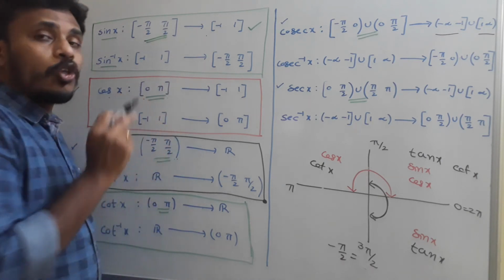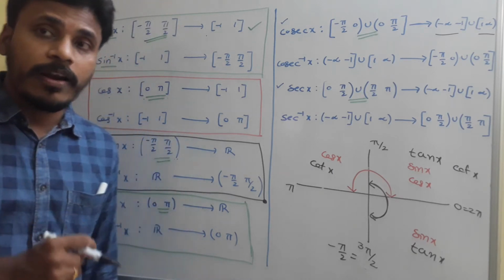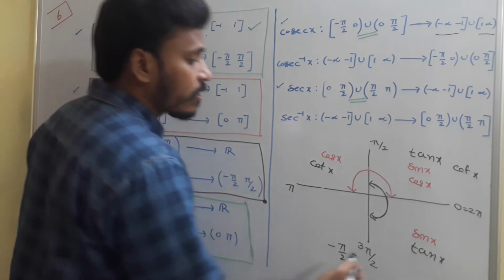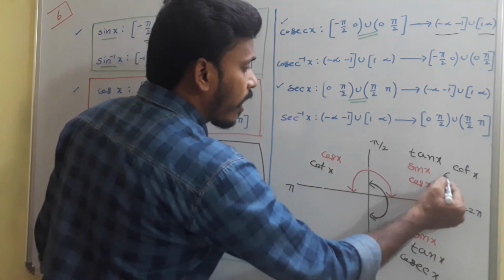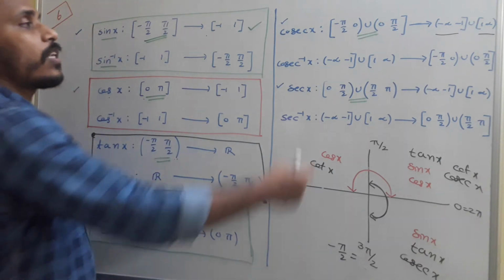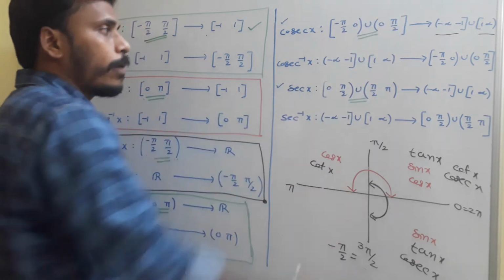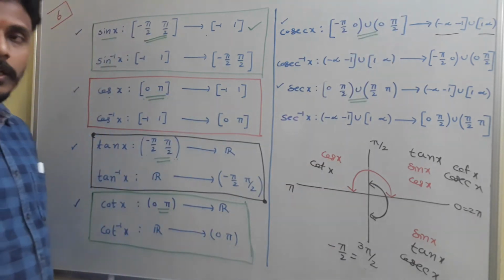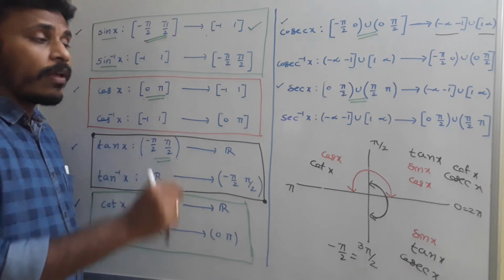Whereas coming to the domain, again we need to consider one positive quadrant and one negative quadrant for cosecant x. Cosecant x is clearly positive in the first quadrant and negative in the third quadrant. So the domain of cosecant x is minus pi by 2 to 0 union 0 to pi by 2.